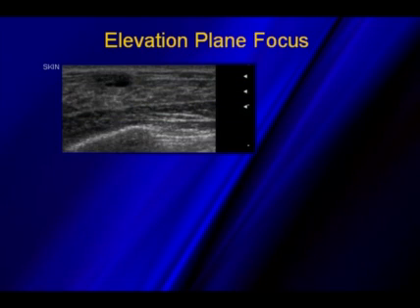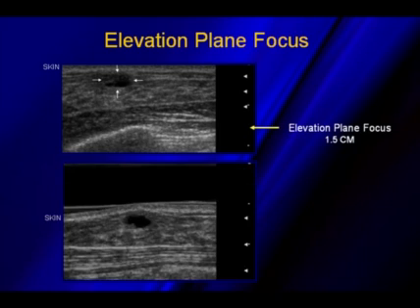So here's an example of a lesion that is scanned. It's very superficial. In fact, on this patient, 1.5 centimeters of depth is right at her pectoralis muscle. We can see this lesion here, and basically, I would have to classify this as indeterminate. I'm not sure if we're dealing with a cyst or a solid lesion with necrosis. You just can't be certain because the lesion is too superficial to the skin. We want to do something to get it closer to the elevation plane focus.